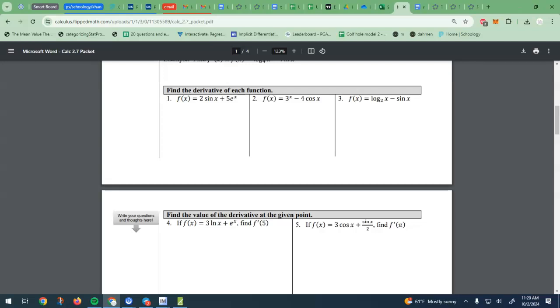So 2 sine of x. What happens to that 2? It just chills, drops. Derivative of sine is cosine. 5 e to the x, the 5 just drops. Derivative of e to the x is e to the x. Go ahead and do 2 and 3 if you haven't already done it.